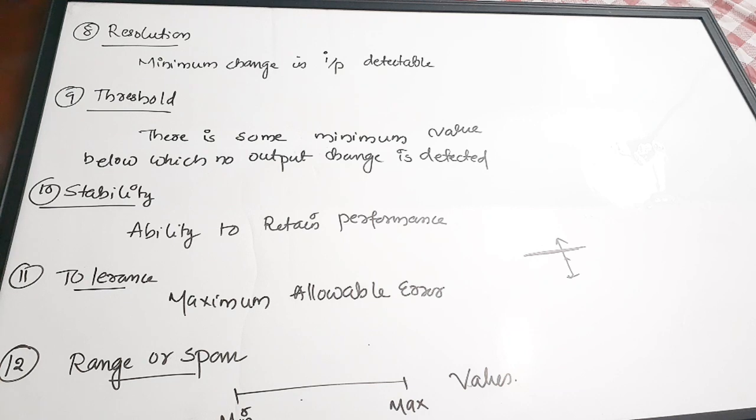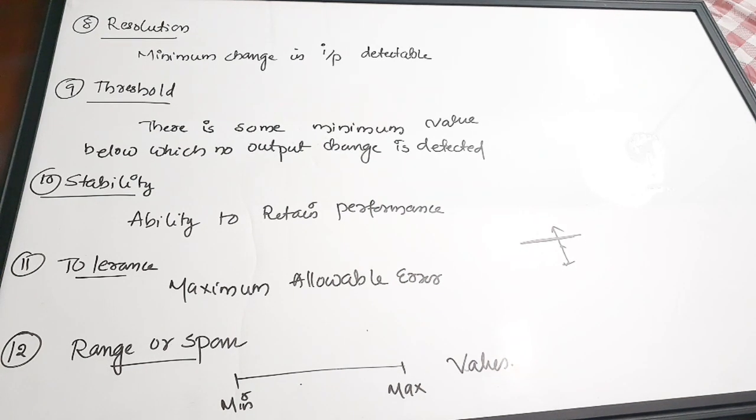Then the 12th static characteristic is range or span of measurement. So this instrument also has a span. It can have a minimum value which it can produce as output and a maximum value that it can give. So this difference between the minimum and the maximum value is called the range of the instrument or the span of the instrument. So that is the 12th static characteristic. So these are the 12 static characteristics of the instrument.